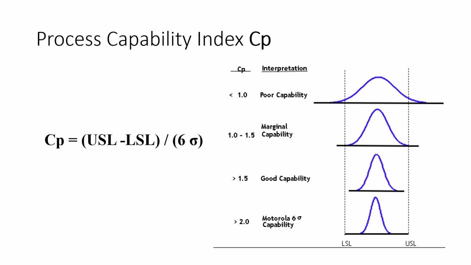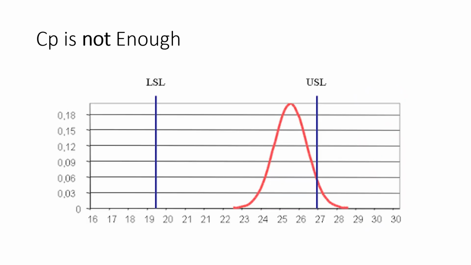The Process Capability Index CP is the ratio between the spec range specified by the customer spec limits and our process variation measured by 6 times its standard deviation. We can see some examples of CP values. A value of 1.5 or above is considered good.